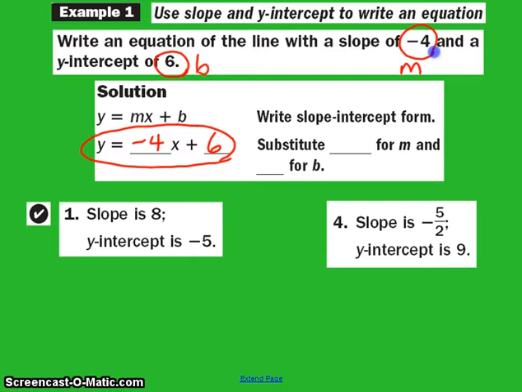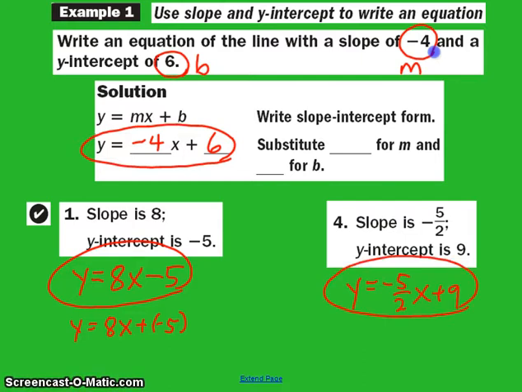In checkpoint 1, slope is 8, y-intercept is -5, y equals 8x, and because it's -5 for the intercept, we write it as -5. This answer would be perfectly correct, as would 8x plus -5, because they're the exact same thing. Remember, fractions happen with slope, so we would have y equals -5/2 x plus 9.